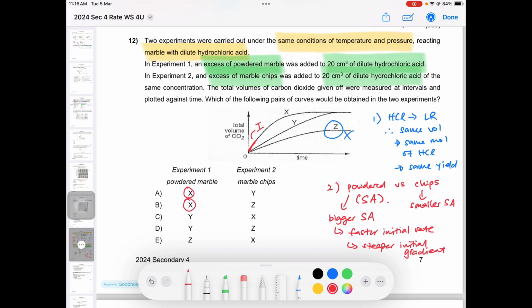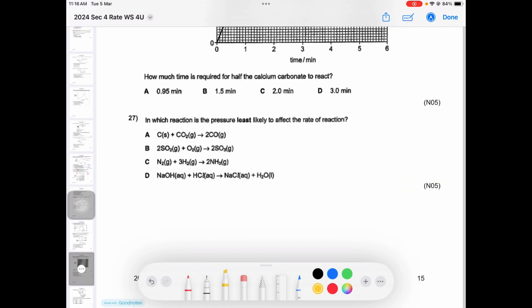Z is not one of the answers. So Y is experiment number 2. So the answer is A.